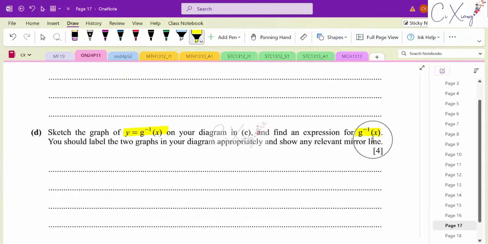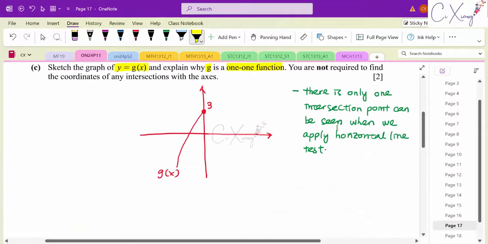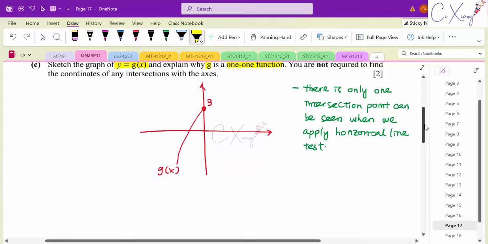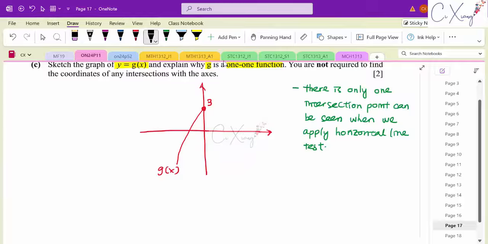Okay, let's talk about g inverse first. For g inverse, we know that the inverse function and the original function reflect each other at the line y equals x. So for the very first thing, you can try to draw the line y equals x, because this is a mirror line. Our original function and the inverse function always reflect at y equals x.